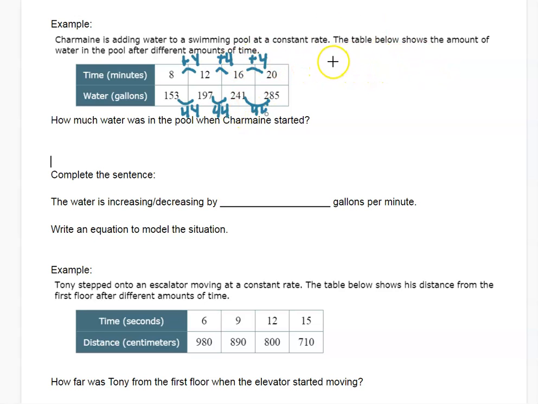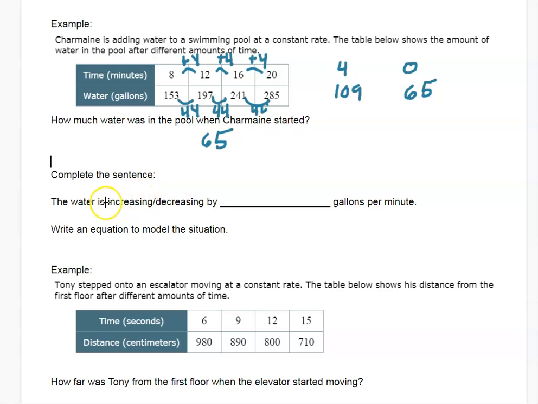Well, going from 8 and 153, I'm going to have 4. And if I subtract 44 from 153, I'm going to be at 109 gallons. And after 4, if I go down another 4, from 109, I'll go down 44 gallons to go from 4 to 0. I go from 109 to 65 gallons of water were in that pool. Okay, so how much water is in the pool when Charmaine started? 65 gallons.